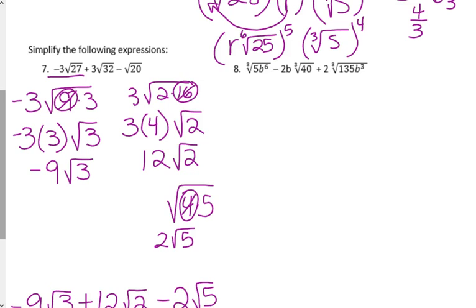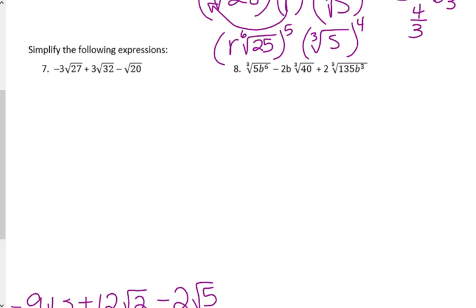We have the cube root of 5b to the 6th minus 2b times the cube root of 40 plus 2 times the cube root of 135, b to the 3rd. So the hardest one to do is going to be that 135. So let me go ahead and erase some things so I have some room. I'm going to erase all of this. And we're going to go ahead and do this one.